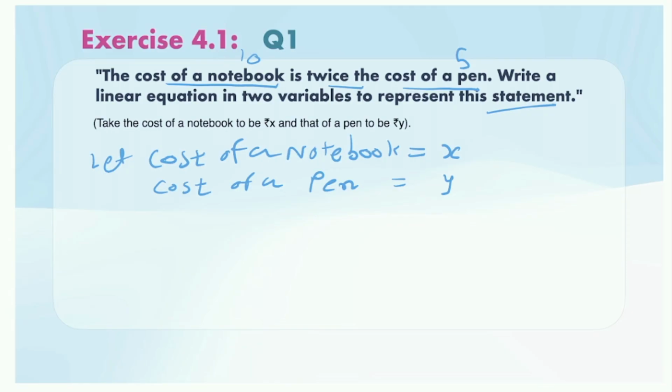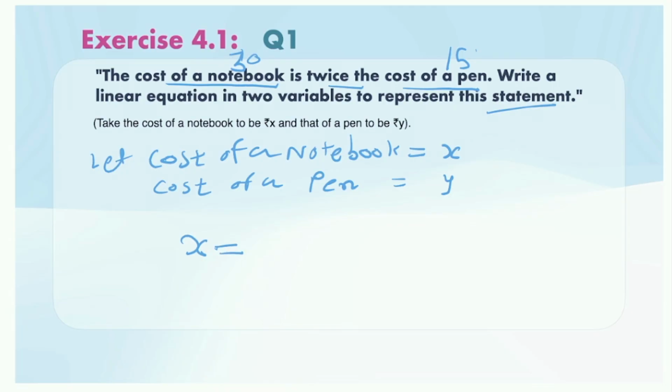If the cost of pen is, let's say 15, then what will be the cost of notebook? It will be double of that, that is 30, right? So I have to represent this scenario in mathematical terms. For the cost of notebook, you just write the sentence from the first. The cost of notebook is x, so you write x is twice the cost of pen. Is means equal to, so I have to write the equal to sign here, twice the cost of pen.